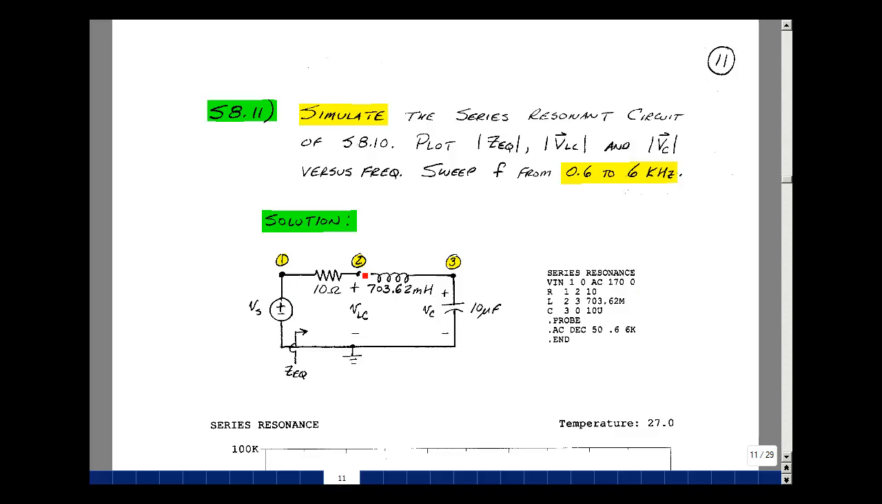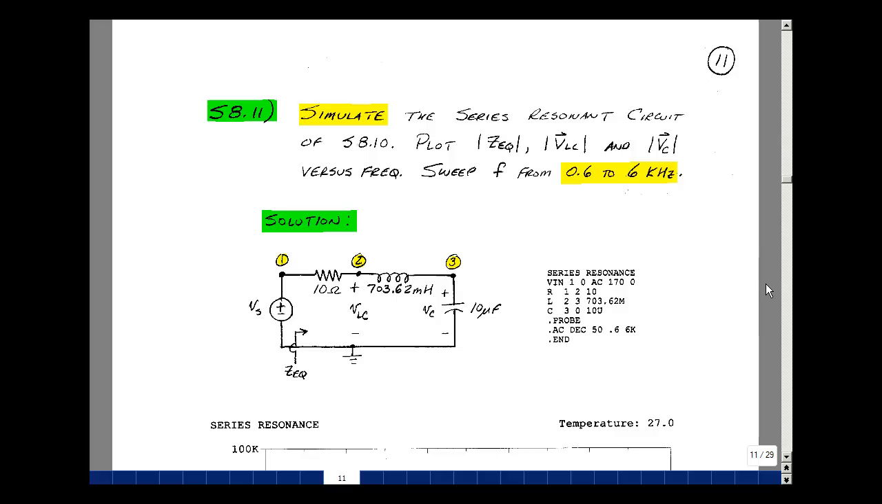Our resistor is between nodes 1 and 2, has a value of 10. Our inductance is between 2 and 3, and has a value of 703.62 millihenries. And our capacitor is between 3 and 0 and has a value of 10 microfarads. Need .probe to get the graphical output. And then let's sweep our frequency in decades from 0.6 to 6 kilohertz, and put 200 points on the screen. So if we take the 4 decades that are here, divide that into 200, you get 50 points per decade.